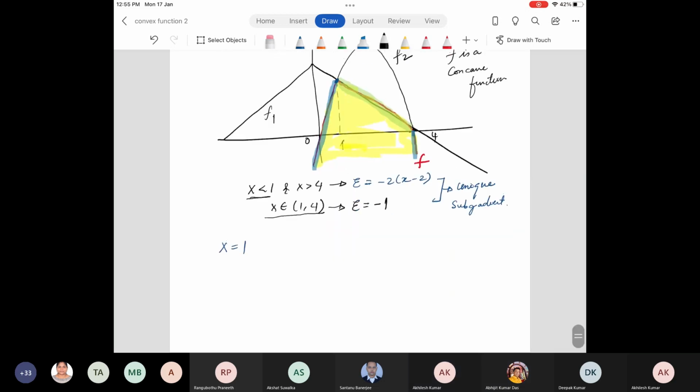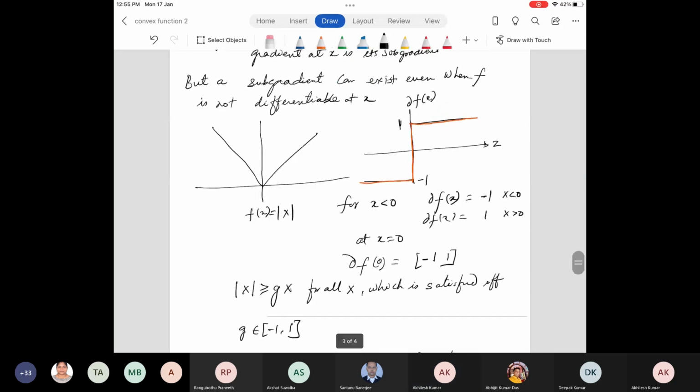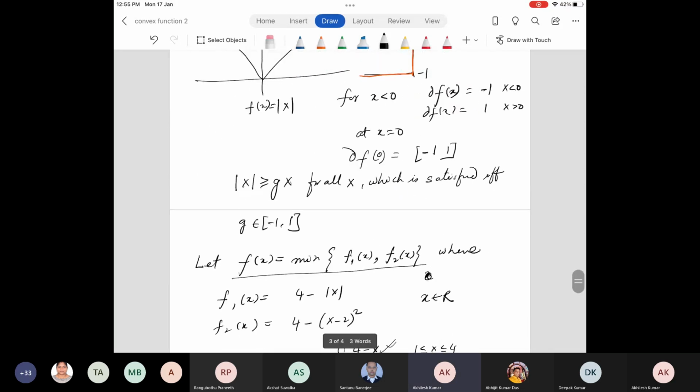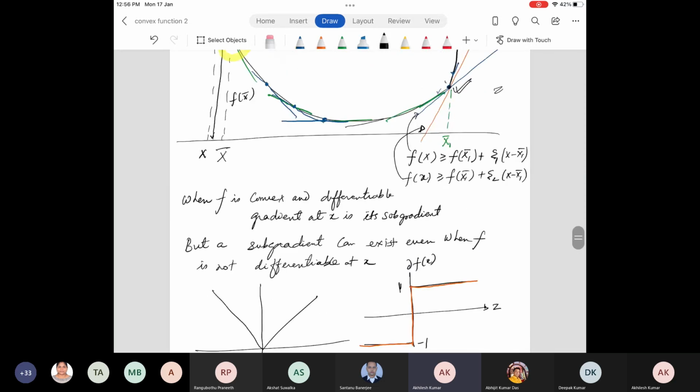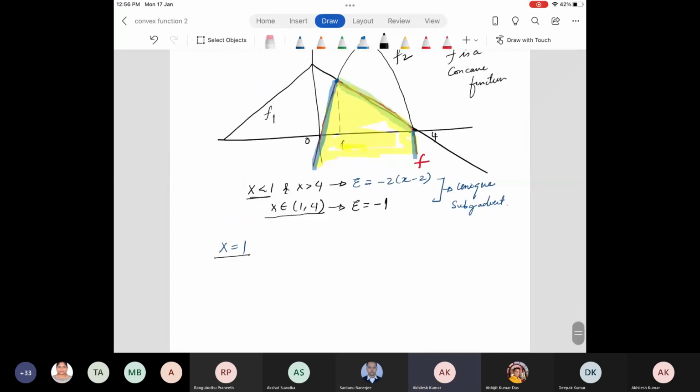Okay. So what we have said is that the subgradient, in terms of the epigraph, corresponds to a supporting hyperplane, right? So there will be a unique supporting hyperplane. What happens at x equals 1? Do we have a supporting hyperplane? Suppose I'm here, if I draw a tangent, there is only one supporting hyperplane.